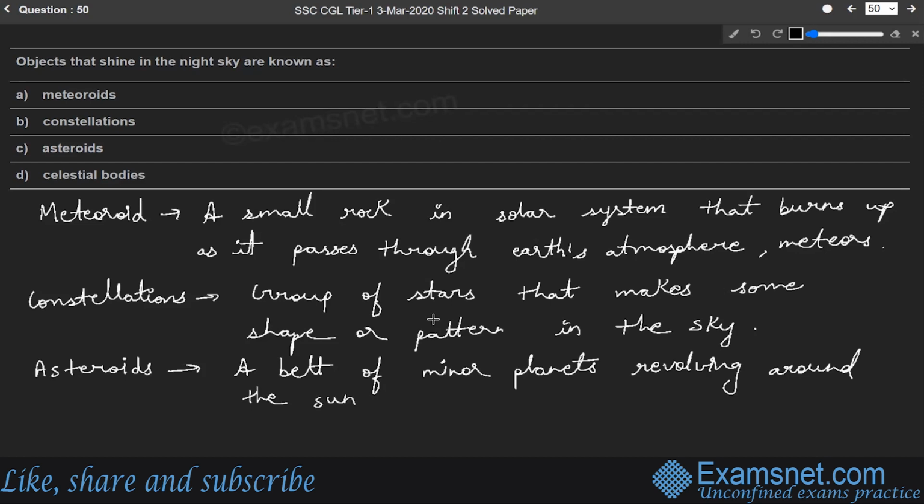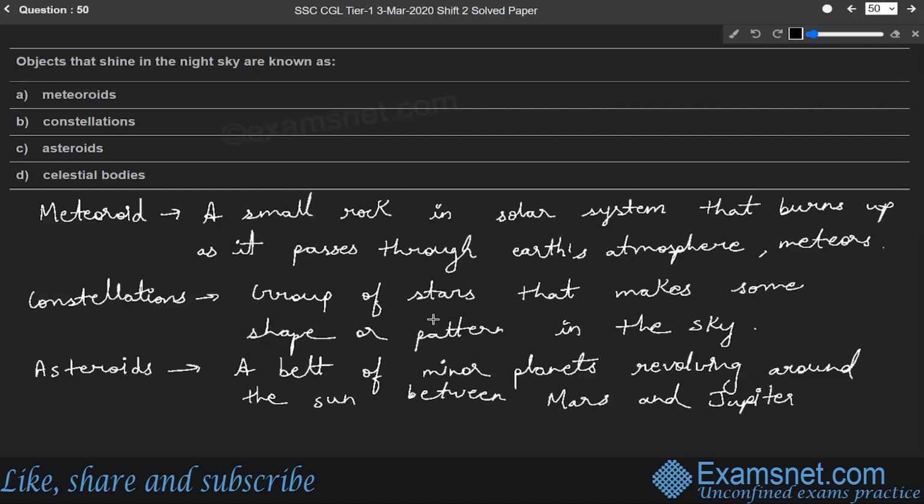Also, asteroids revolve between Mars and Jupiter. They revolve around the sun and they are found between the orbits of Mars and Jupiter. So they are between the planets Mars and Jupiter. All right.